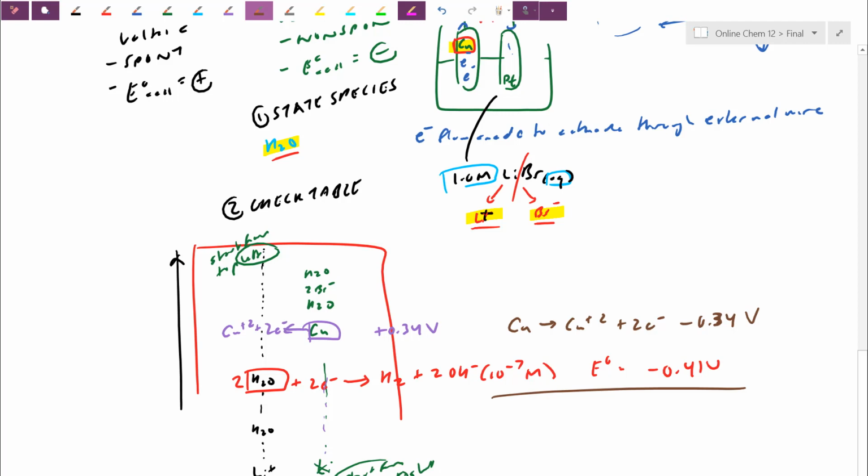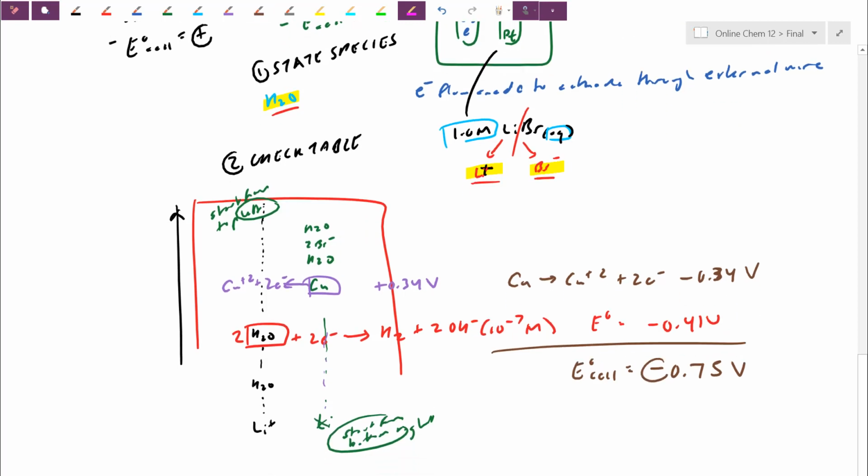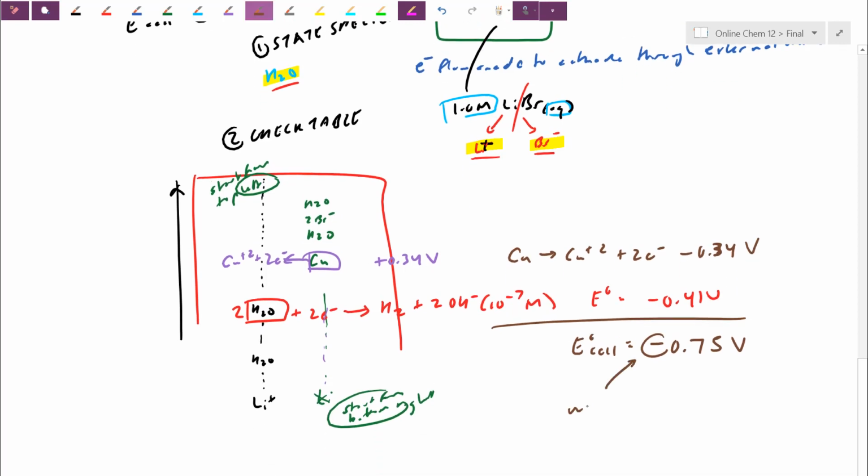But when I add them up together, the overall E cell of the entire electrolytic cell, when I add those two up, I'm getting negative 0.75 volts, right? And this one here, overall, we need to input positive 0.75 volts to run the reaction. The reaction just simply doesn't go by itself. I need to supply that voltage.